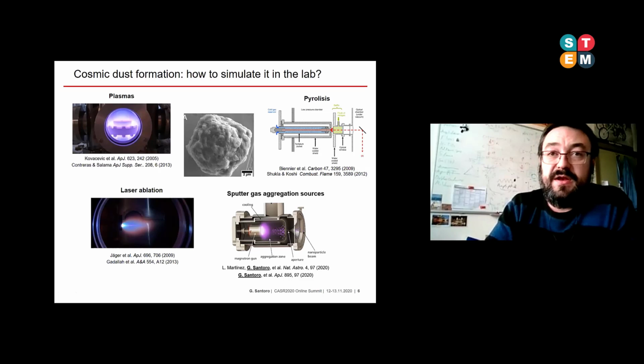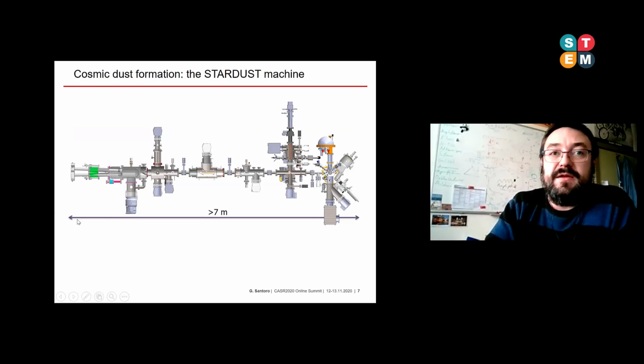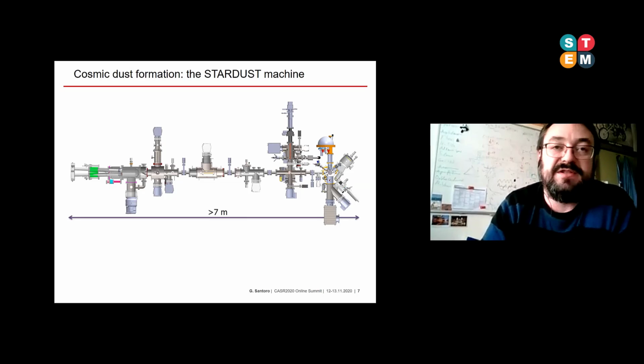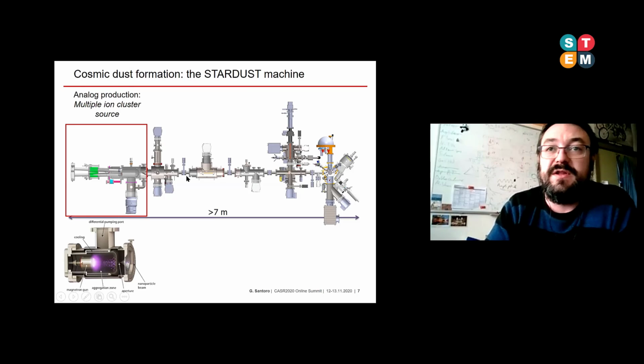Okay, this is the main technique, and as I have said, we have pioneered the use of this technique to mimic the formation of cosmic dust. It is the main synthesis technique that we use in a unique facility that we have developed within the Nanocosmos project to try to understand cosmic dust formation in the circumstellar envelopes of AGBs. Okay, what you see here is just the technical drawing of the machine.